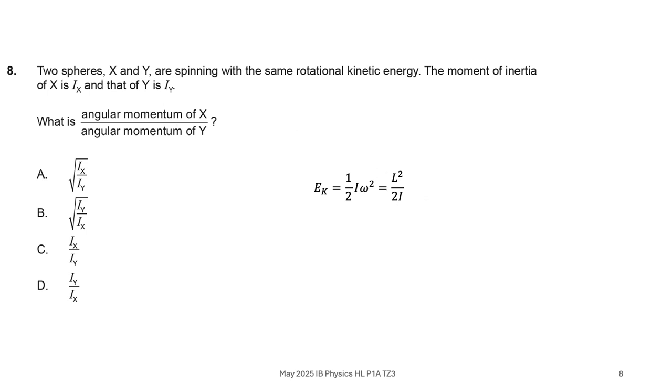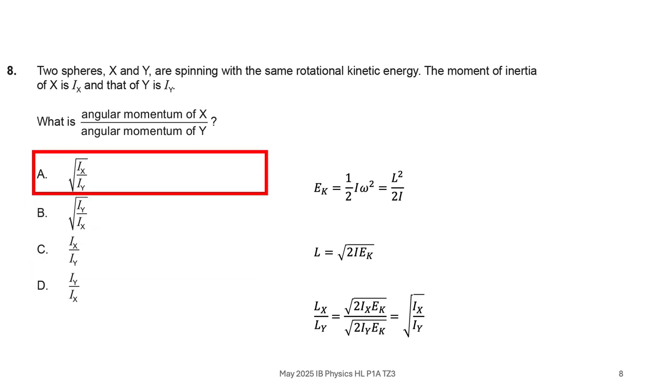So let's rearrange firstly. We can say here that our angular momentum is simply the square root of 2 times the moment of inertia times the kinetic energy. What we want to do is find Lx over Ly. So what we're going to do now is just take those ratios: root 2 Ix Ek over root 2 Iy Ek. We know that the kinetic energies are constant. The 2 is also a constant. So we're left with a nice ratio, which is the square root of Ix over Iy, which is the answer A.